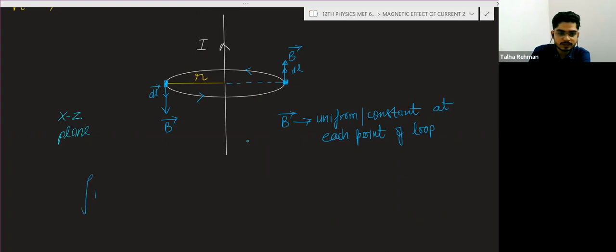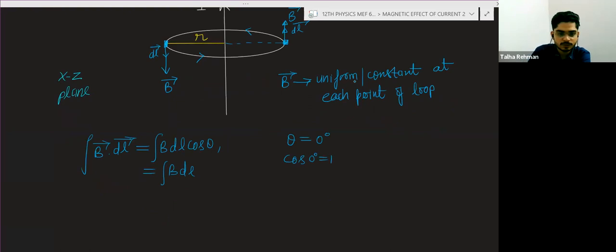So you have to find this B dot dl. Now open this B dot dl. This will become B into dl into cos theta. And what will be the theta? Theta will be the angle between the B vector and the dl vector. So the angle between the B vector and the dl vector will be 0 degree. So when you put cos 0, cos 0 is 1. So you will get B into dl, and the integral will also be there. And I have told you B is constant, so you can take this B out of the integration. Now you have this dl.